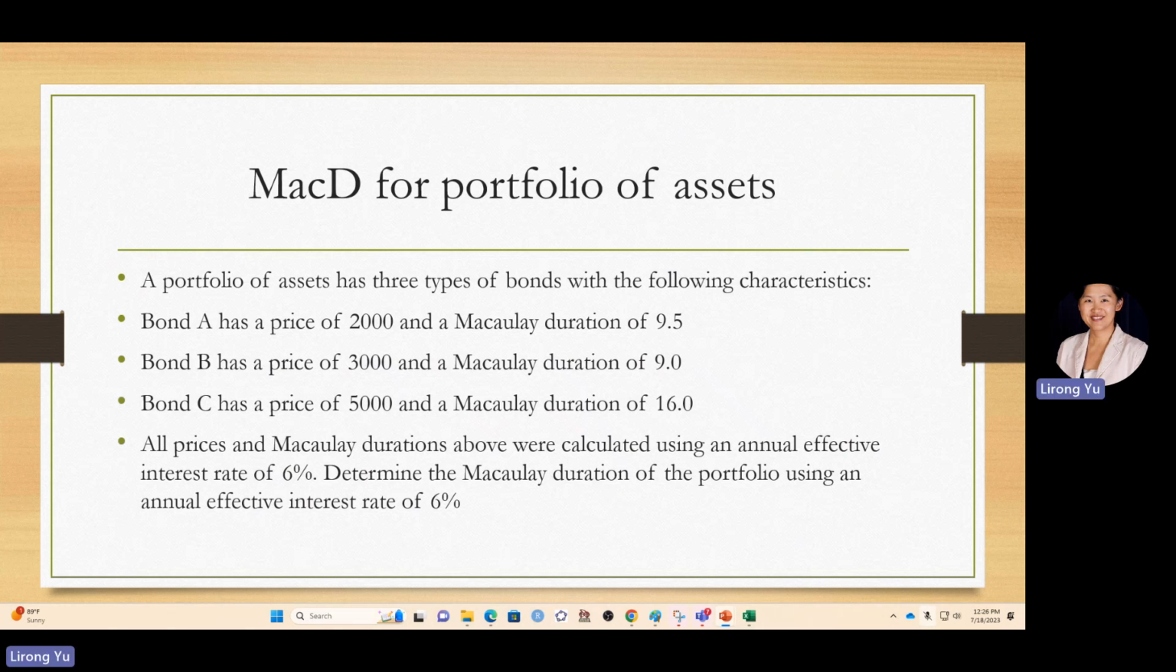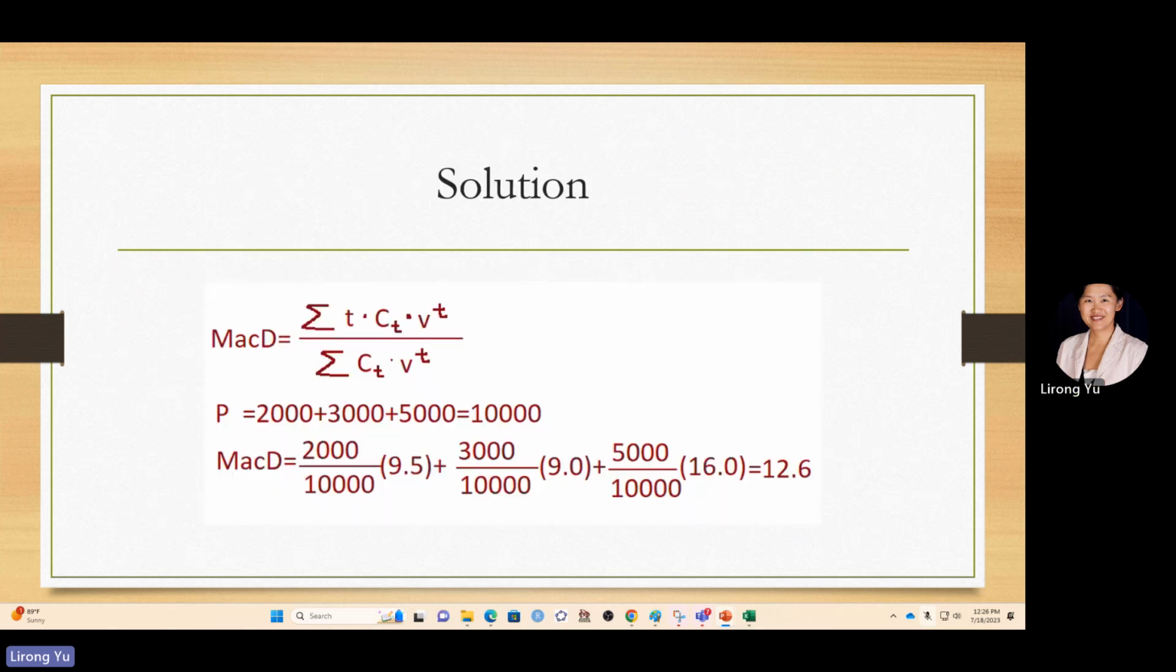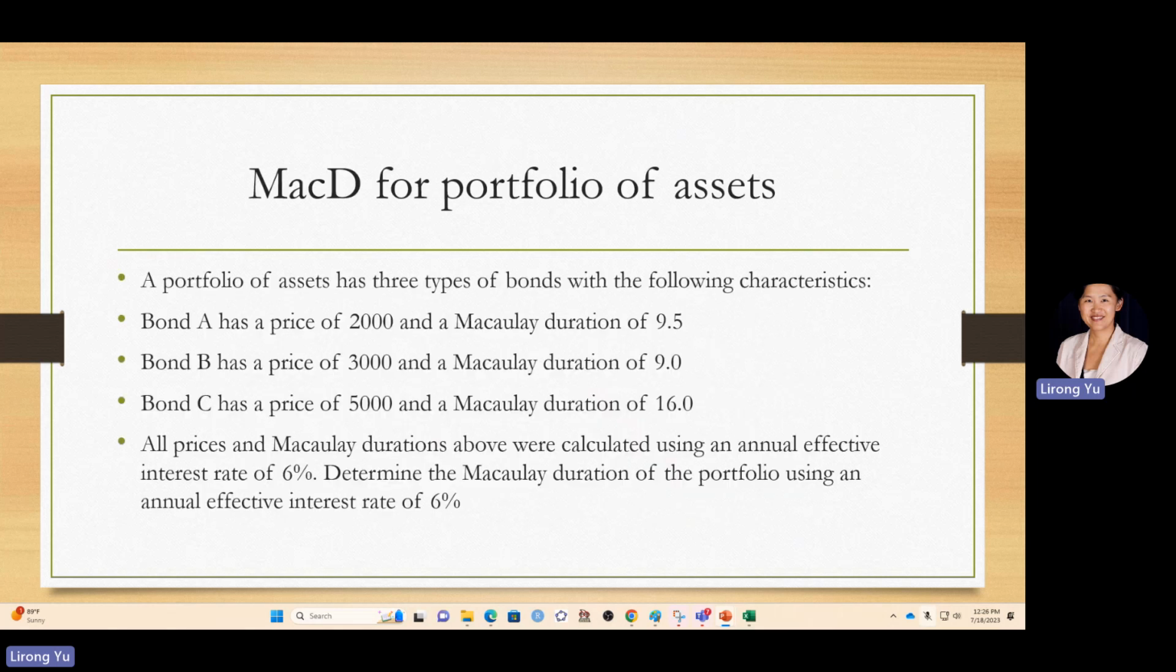So suppose that everything here is in our portfolio and we want to calculate the Macaulay duration. Now, in this calculation you're going to combine, theoretically you should be able to find a cash flow for A, B, C.